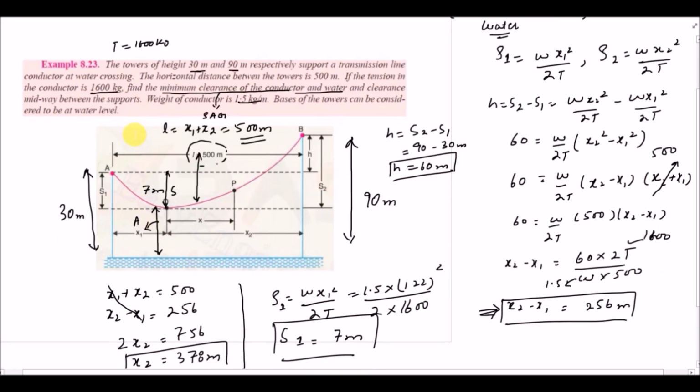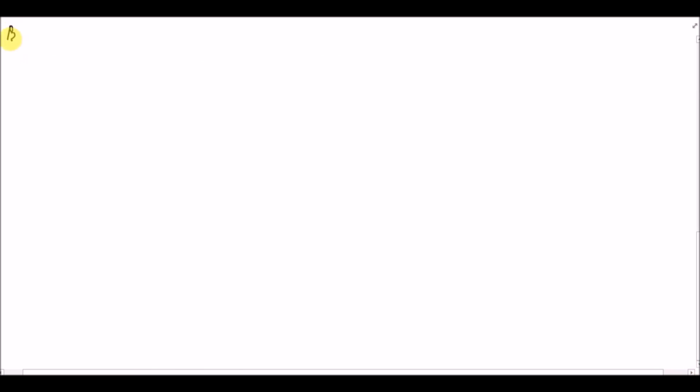The second portion, we have to find the clearance midway between the supports. So we have to find at a certain point. For example, in this case we have to find the clearance at point P, which is at distance x from point A. So the weight of the conductor is the same, and all the values, tension, weight and the height of the towers, remain the same. The only thing that is changing is the point at which we have to find the clearance. So we are going to find the clearance between water and conductor at point P. So now in part B we have to find the clearance midway between the supports.